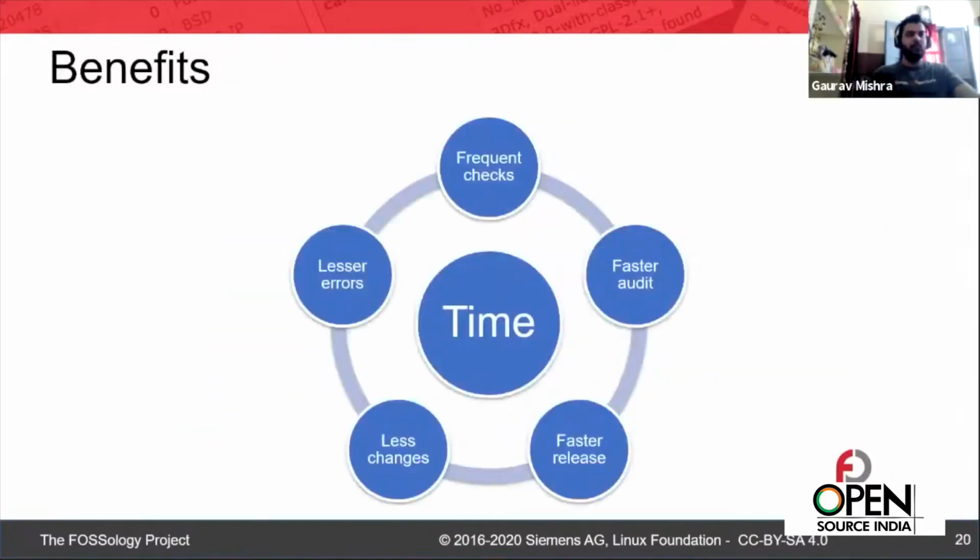So overall, the benefits you will get by using this solution are frequent checks and faster audit. Since your audit is faster, you can have a faster release cycle. The number of changes will reduce as your developers will be getting continuous feedback. Since all the things are rule based, the chances of introducing errors are less. Overall, using this solution will help you reduce the time for your release cycle.